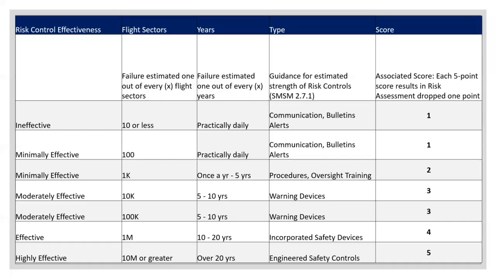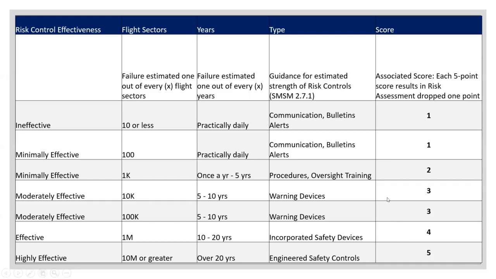So here is one way to look at risk controls, because not all risk controls are equal. If you look at the last two columns on the right-hand side, the type and the score, you'll see where we have at the bottom engineered safety controls, which is a 5, and then as you can see, we go up and they become less and less effective. So for example, if we have a fixed gear aircraft like our Cessna 172, it's highly effective that we won't have a gear up landing, right? It's an engineered safety control. So we can take credit with it by giving a level 5 there.